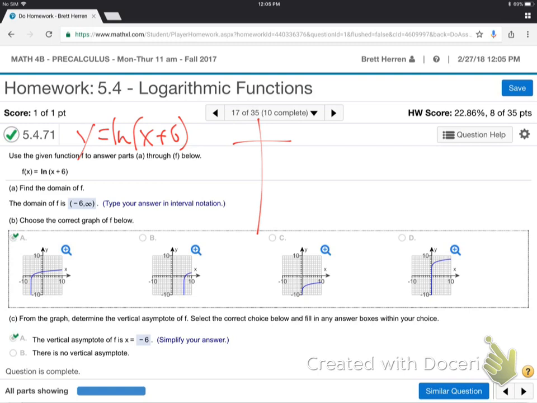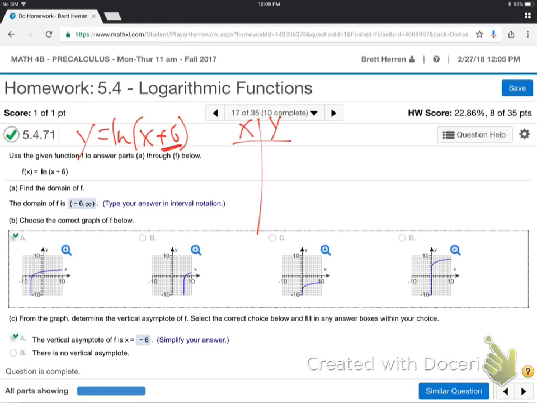I would probably just make a little XY table if I was to graph it. And yeah, let me help out. Do you know what that plus 6 is going to do? Oh, I told you the wrong information, didn't I?